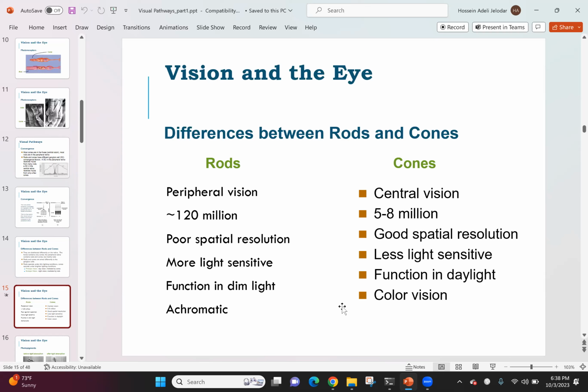Cones are mostly in the central vision. As I said, there are not as many as there are rods. They have very good spatial resolution because they have lower convergence factor to the ganglion cells. They're not being averaged out. Every cone, whatever it detects, it passes on to the ganglion cells. They're less light sensitive. They function mostly in the daylight, and they mediate color vision.